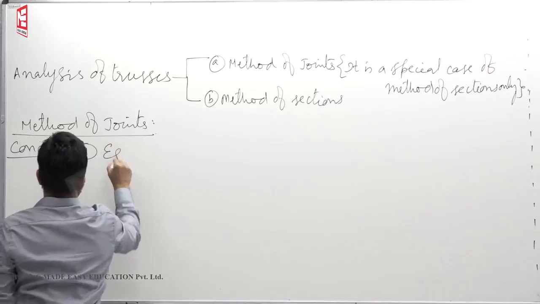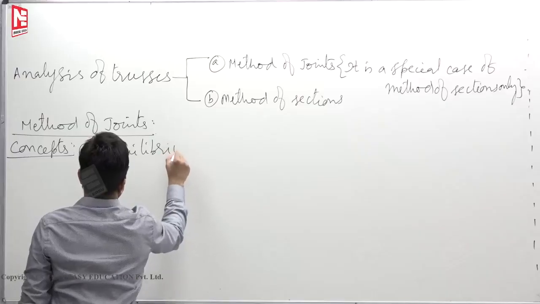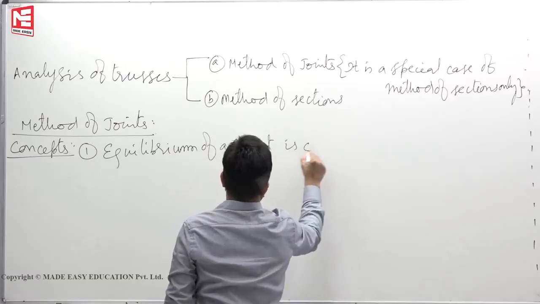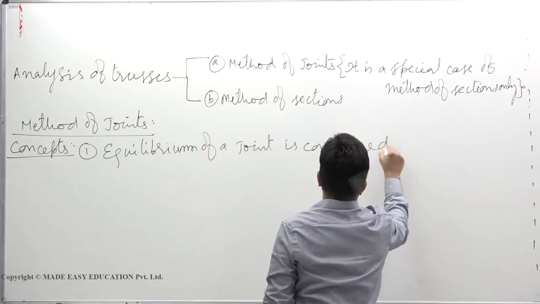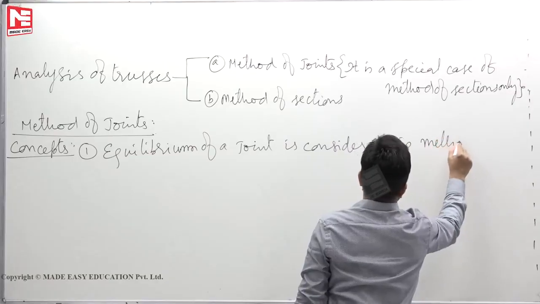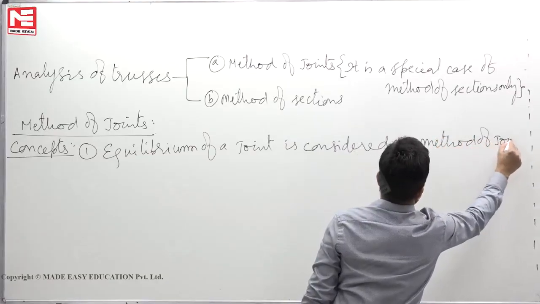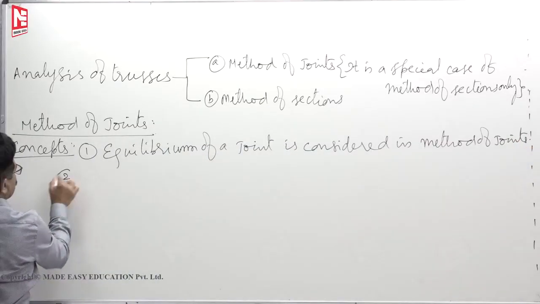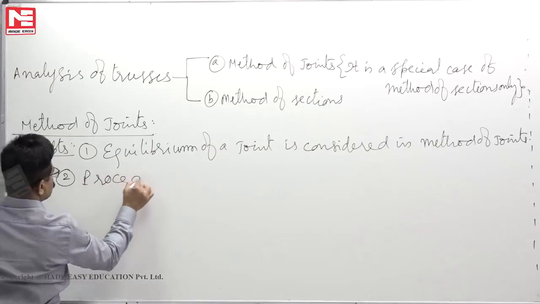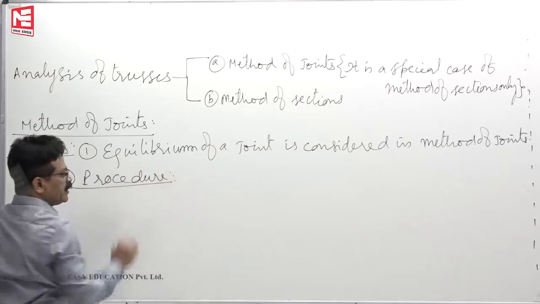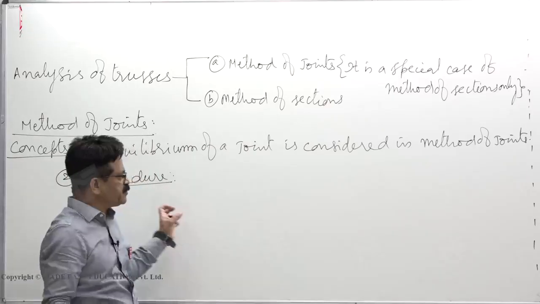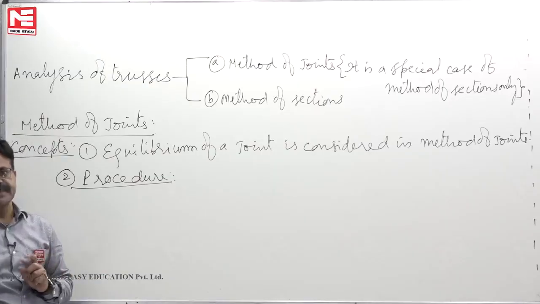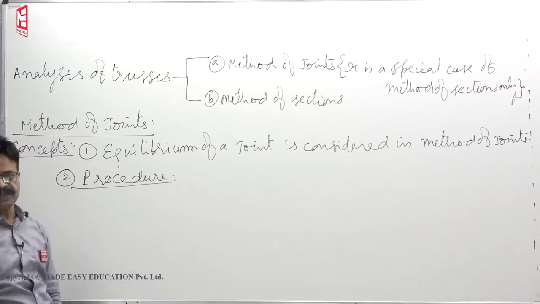First point is, equilibrium of a joint is considered in method of joints. Second one, how to do that? Procedure. It is a two-step procedure. Each step takes around 10 seconds time. Within say 20 seconds or a maximum of 30 seconds, you can complete any question on method of joints problem.